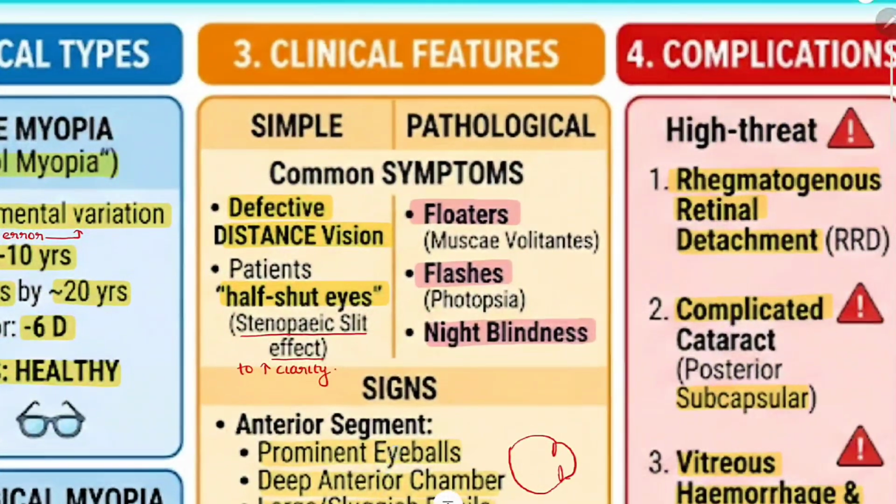Now coming to the symptoms, the common symptom is defective distant vision, and the patient half shuts the eye for the stenopaic slit effect, that is to increase clarity. There will be a gradual progressive decrease in vision, painless distance defective vision. Now pathological myopia can present with floaters, flashes and night blindness. This is not seen in simple myopia. Only pathological myopia presents with floaters, flashes and night blindness.